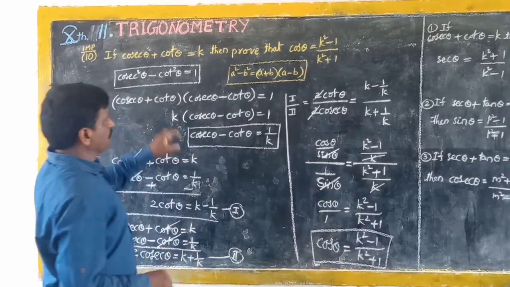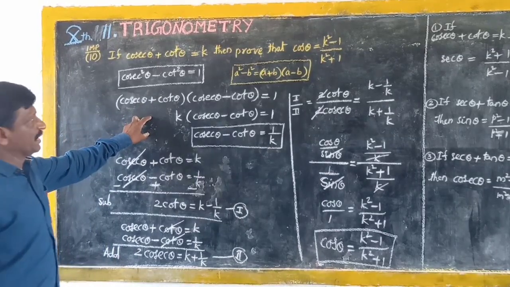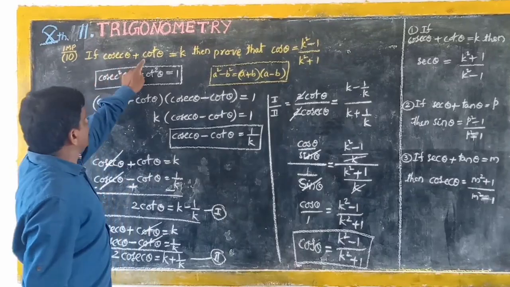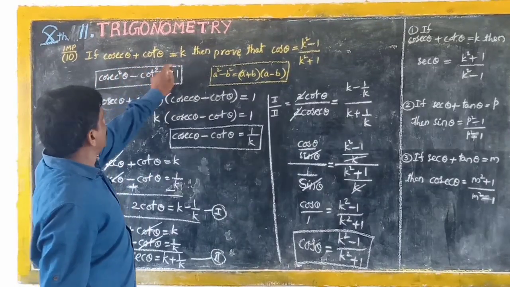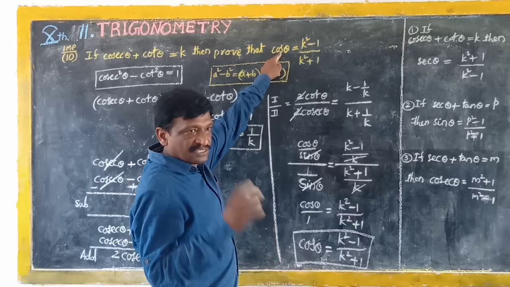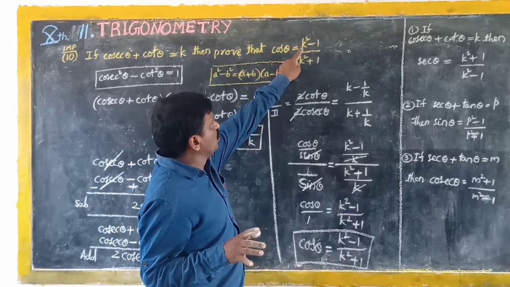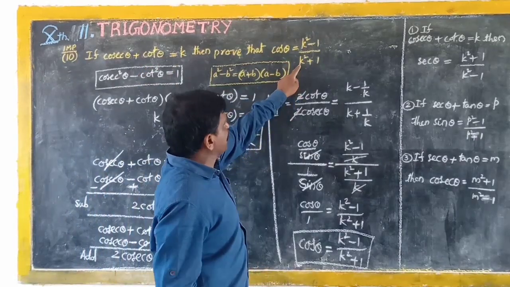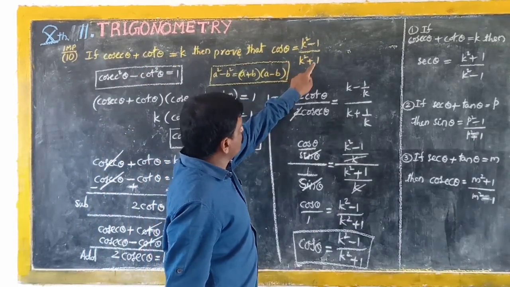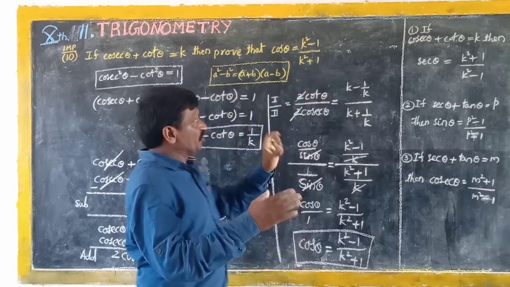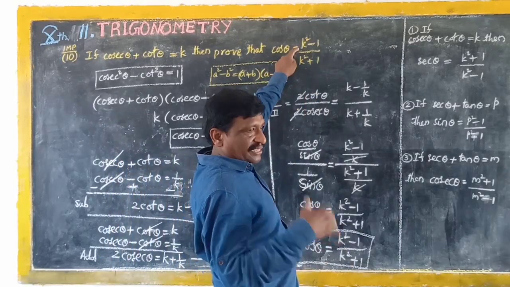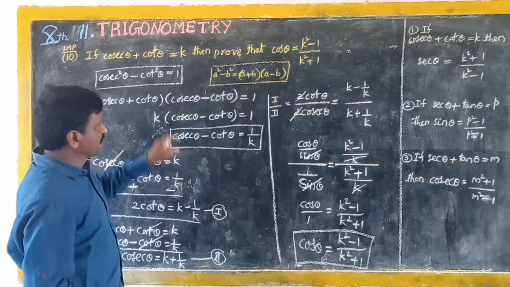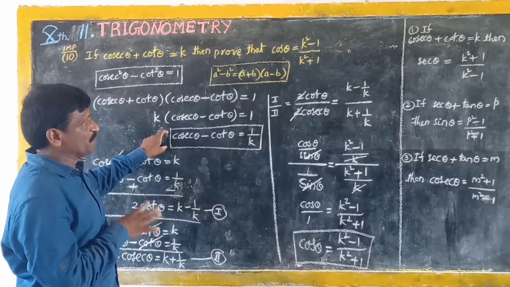So this is one type of method. Next, the other method: cosecant theta plus cot theta is equal to k. So cos theta is equal to k square minus 1 by k square plus 1, written as cosecant theta plus cot theta whole square minus 1 by cosecant theta plus cot theta whole square plus 1. You distribute the a plus b whole square, and you will get the same result. There are 5 types of methods.